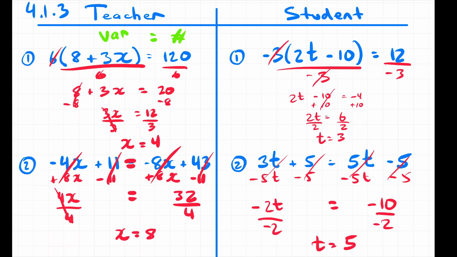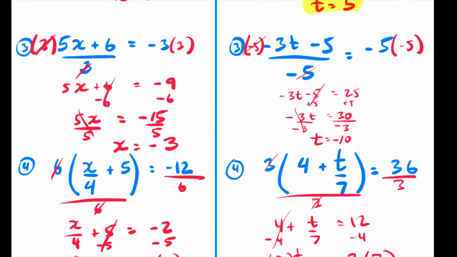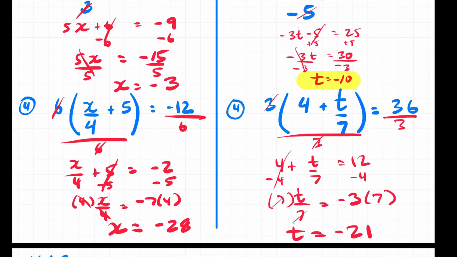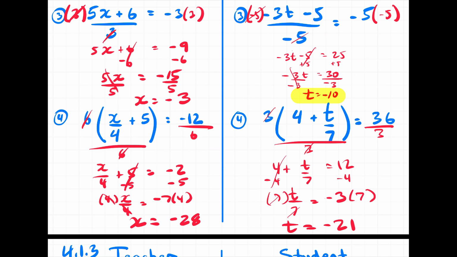Okay, so these multi-step questions can be a little bit complex, but with some practice, you should get proficient with them. So let's take a look at the answers for question number 1. You should have got t equals 3. For question number 2, you should have got t equals 5. For question number 3, you should get t equals negative 10. And finally, for the last question, number 4, you should have got t equals negative 21.